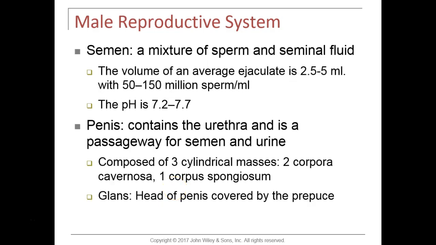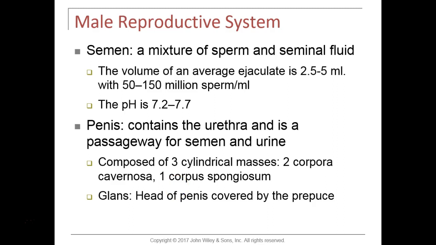Now, semen itself is more than just sperm. It's a collection of the secretions from the glands, seminal vesicles, and the prostate gland. The average volume of an ejaculate ranges from about 2.5 to 5 milliliters, and you can have upwards of 150 million sperm per milliliter. The pH of the ejaculate is 7.2 to 7.7, which allows for the viability of the sperm cells.